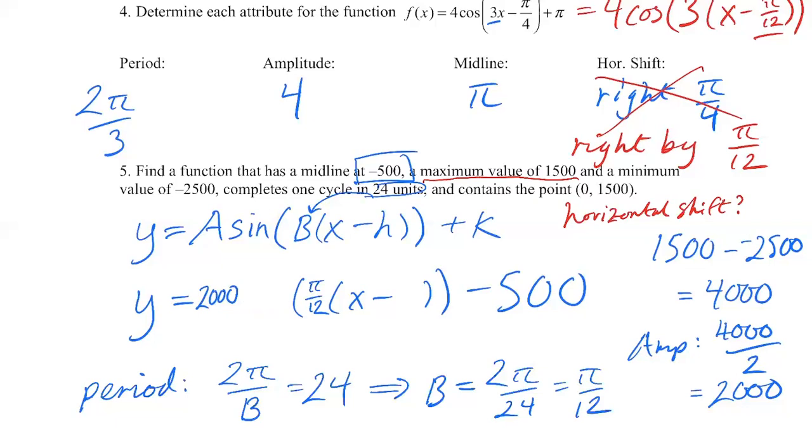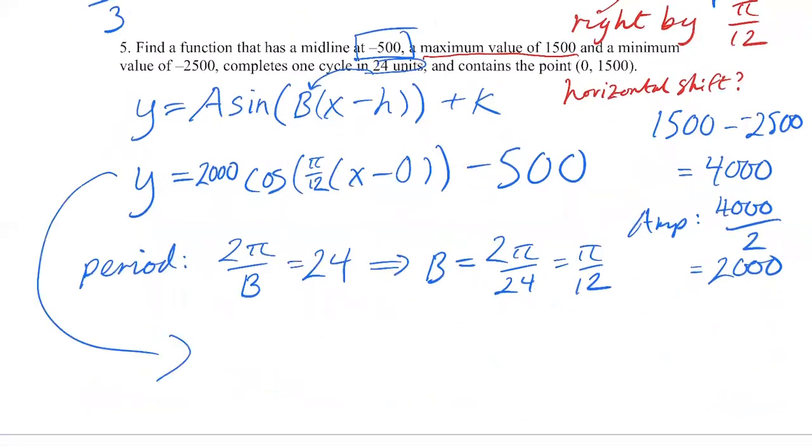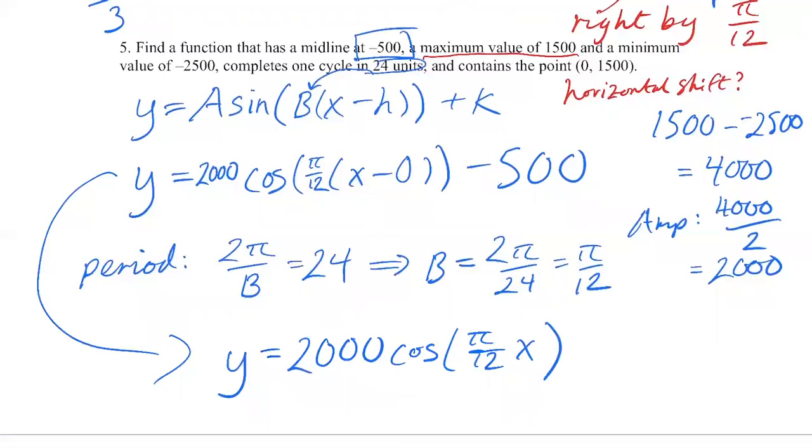So we will make this the cosine of pi over 12, and we will say that h was 0, that we didn't need to worry about a horizontal shift. So if we wanted to come up with a nice, clean, final compact form, we would say y equals 2000 cosine of pi over 12 x minus 500.